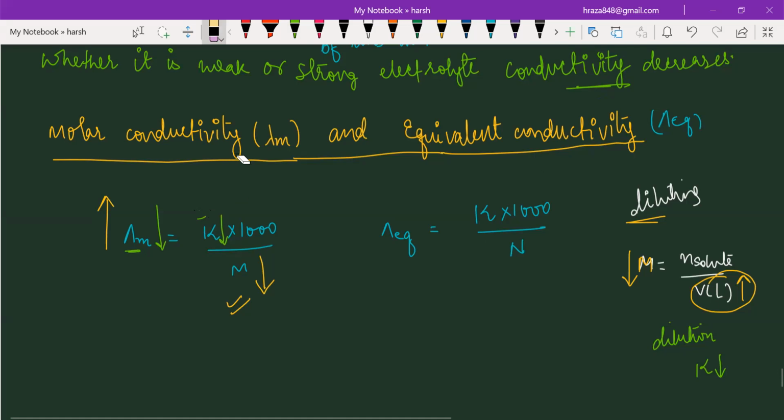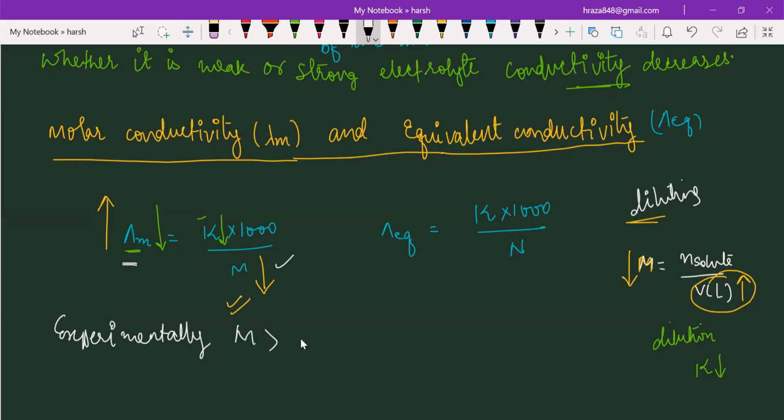What we are going to find here is what happens if dilution takes place. What will be the value of lambda m? Will it increase or decrease? Experimentally, we found that molarity is dominating over kappa. That's why lambda m increases.